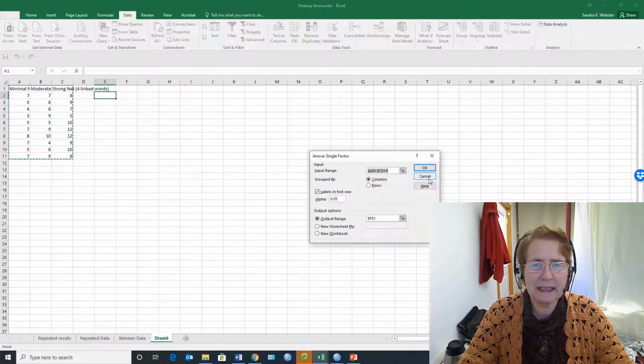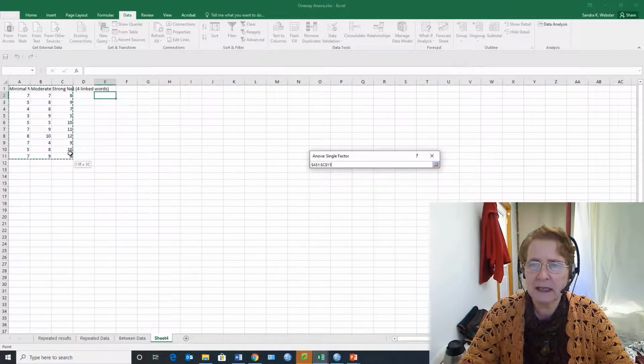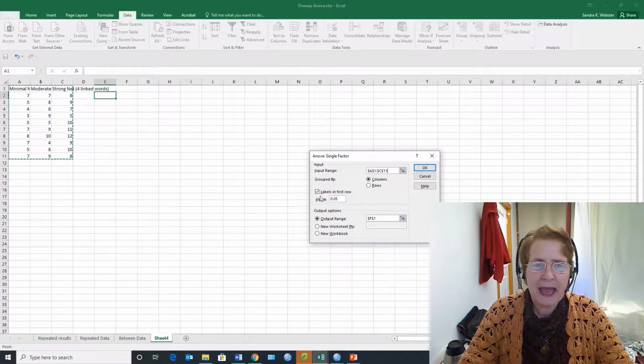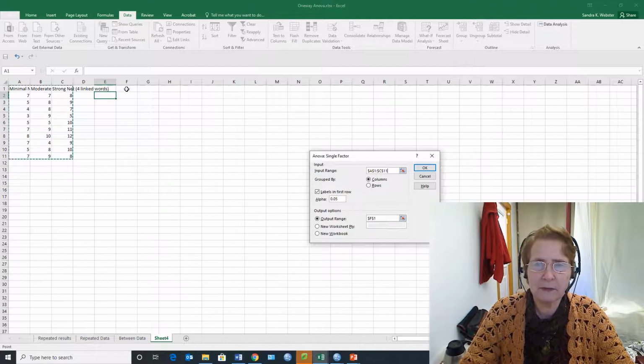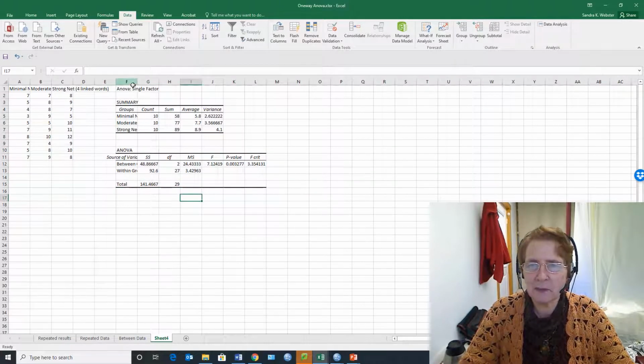So I'm selecting it, and I say, okay, I have to select my input range. I select all of this. And it's by columns. My labels are in the first row. I want my output to be in a different place. And so right now it's got the output going to be in F1. And that's a good place for it, so I'm going to leave it that way. Just say OK. And we have analysis of variance results.